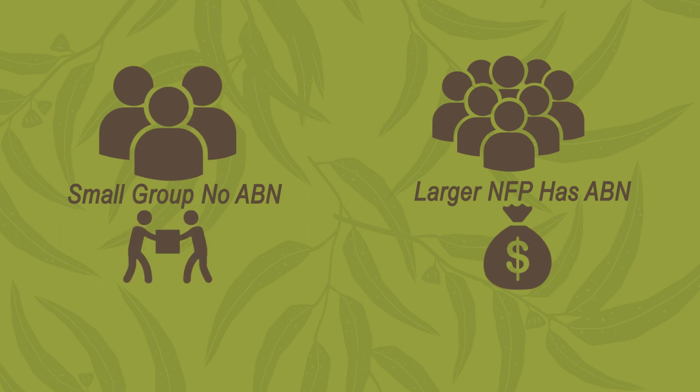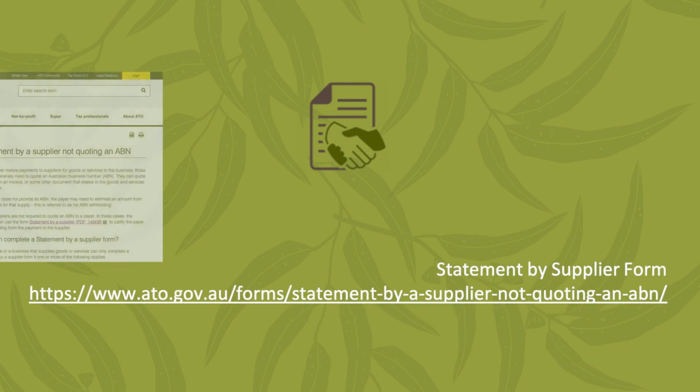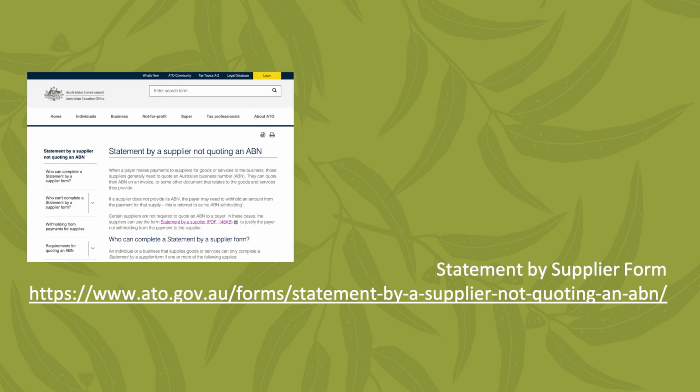If you work together with an auspice organisation, you'll need to enter into an auspice agreement with the auspice. You will also need to provide the ABN of the auspice on your grant application. However, in the event that neither your organisation nor an auspice has an ABN, you will need to include a completed statement by supplier form with your grant application. For further information, you need to go and download the form from the ATO website that is up on the screen at the moment.